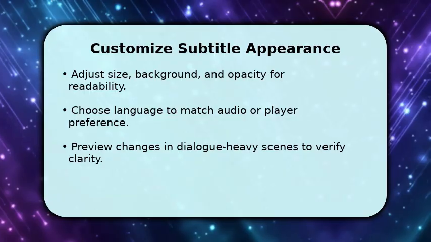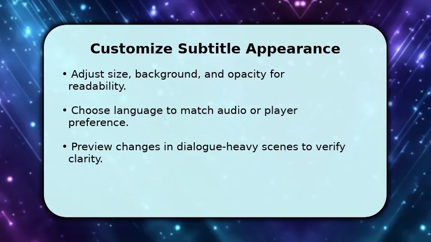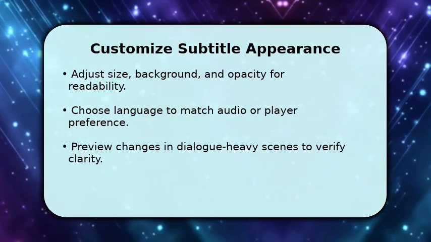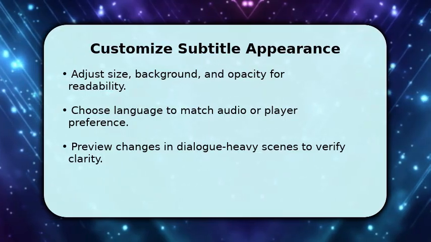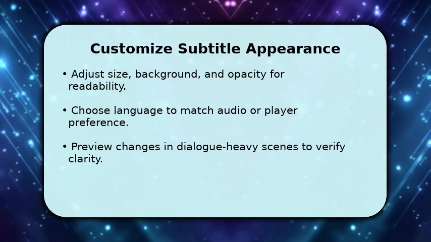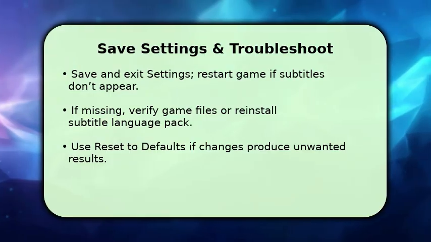Once adjusted, test by returning to gameplay and watching a dialogue sequence. Make incremental changes until lines are readable at all screen positions and camera angles. Finish by saving your accessibility changes and exiting to gameplay. Subtitles should now display during dialogue and cutscenes.